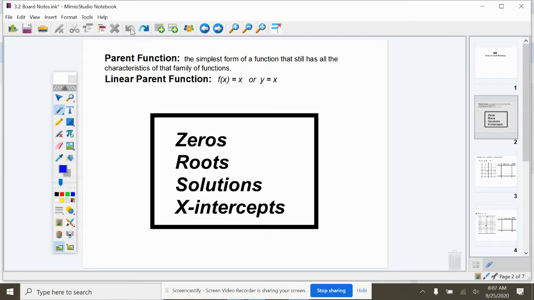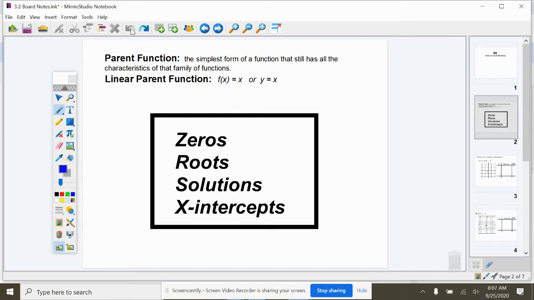So you may have a problem that asks you to find the zeros, and then 4 questions later, you got one that asks you to find the roots. It's asking the same question. They just like to mix up these 4 words. So it is very important that you remember zeros, roots, solutions, and x-intercepts are the same thing.